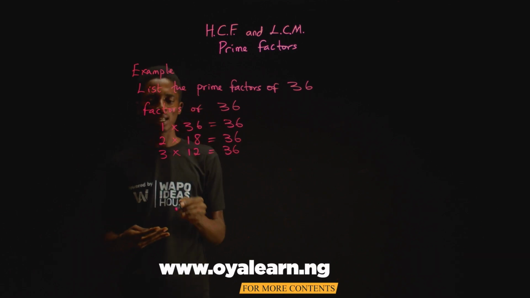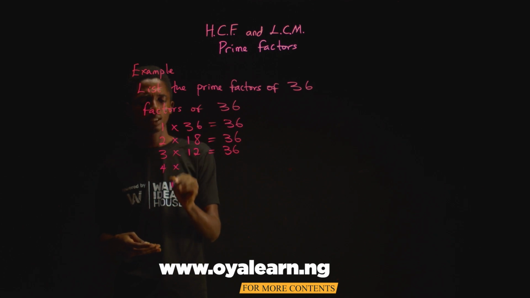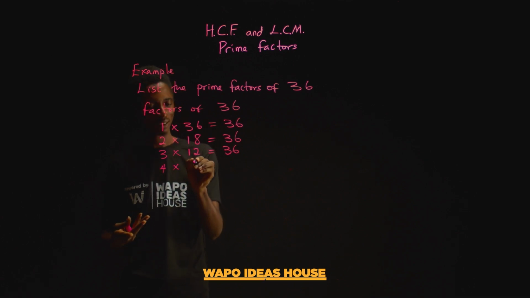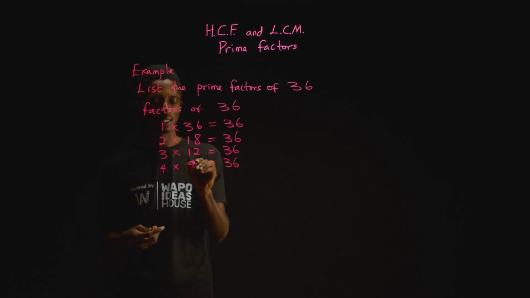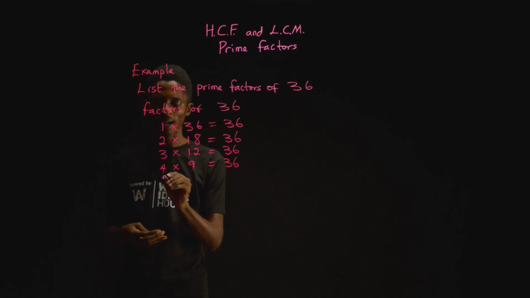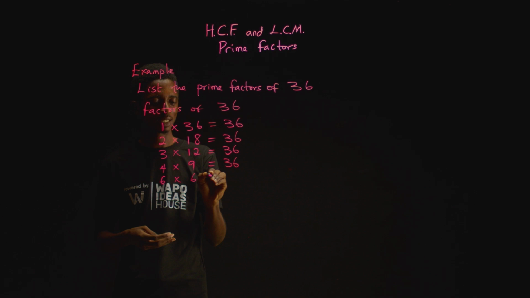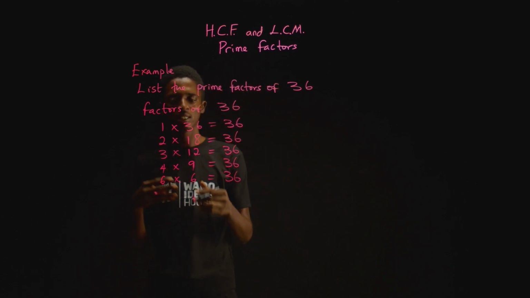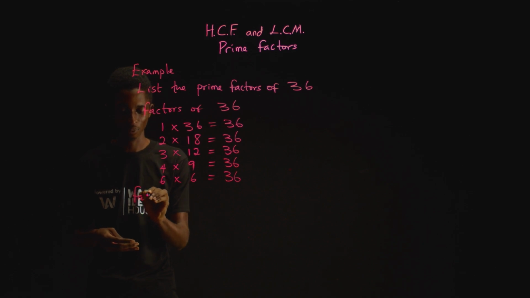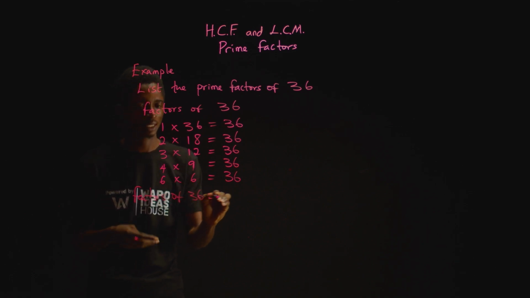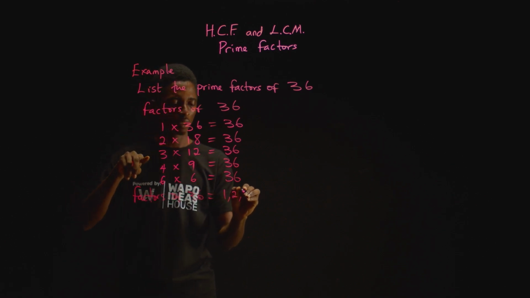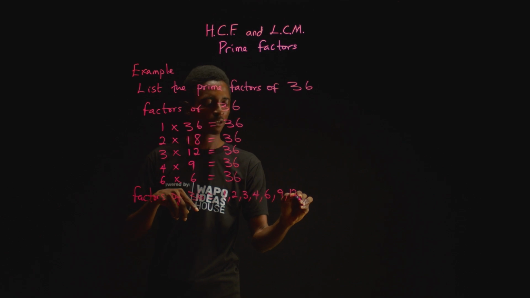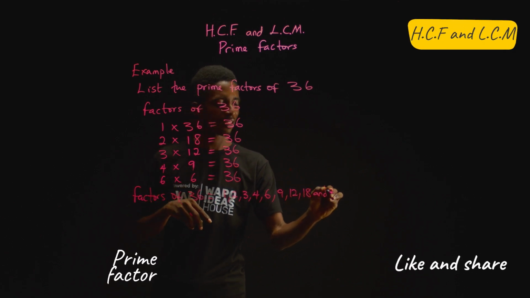We also have numbers like 4. Now 4 multiplied by what will give you 36? We have 4 multiplied by 9 to give us 36. Then we have 6 multiplied by 6 to give us 36. These are numbers that multiply into each other to give us 36. And of all of these, the factors of 36 would be 1, 2, 3, 4, 6, 9, 12, 18, and 36.